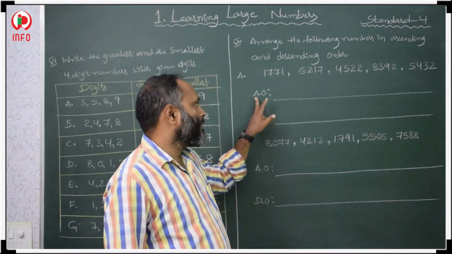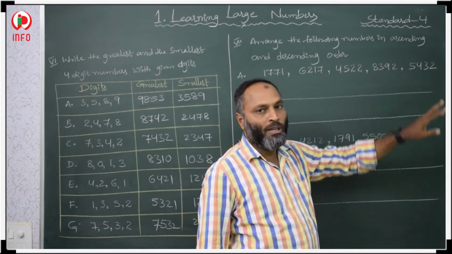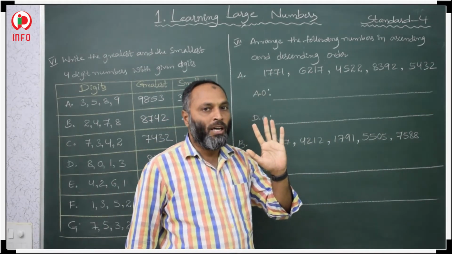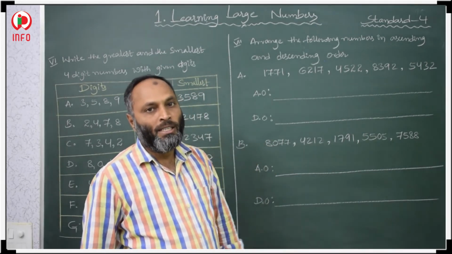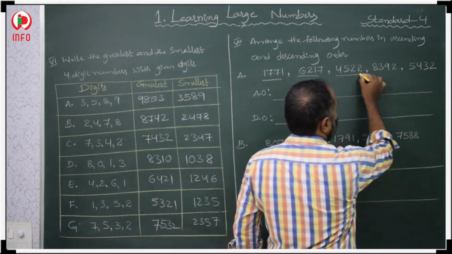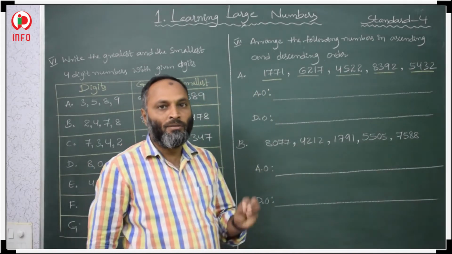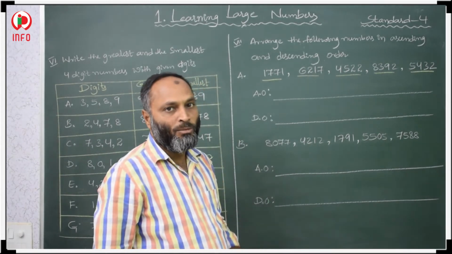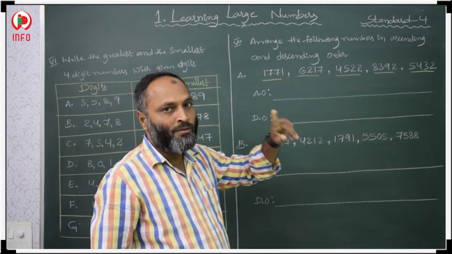Here he is asking ascending order and descending order. 5 numerals are given. So these 5 numerals, first we have to arrange in ascending order, then after that in descending order. This is the first numeral, second, third, fourth and fifth. In these 5 numerals, first we have to select a smaller one. How to choose? How to decide which one is smaller and which one is bigger? Here, first the number of digits we have to count.